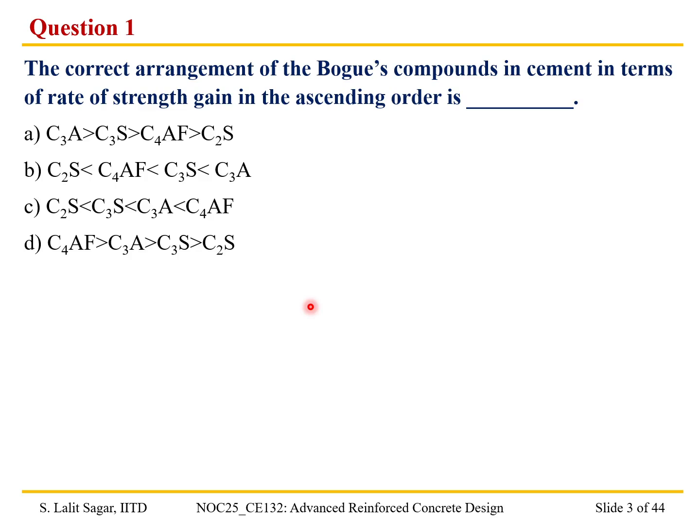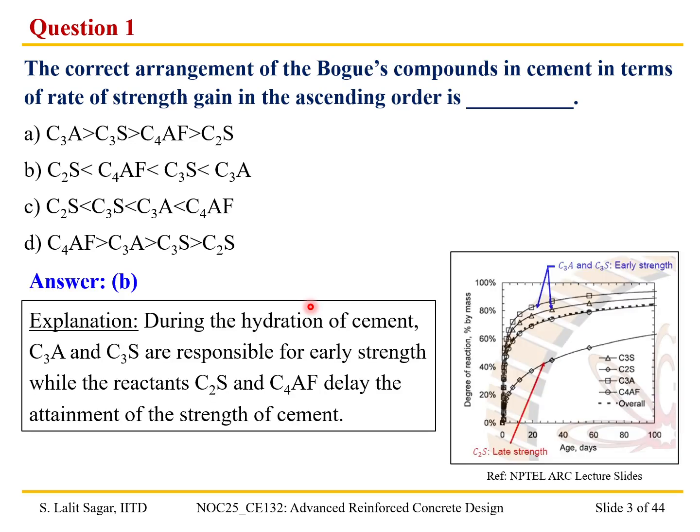Okay, so I think we can go ahead with the discussion now, with the answer in the discussion. So the correct response is option B. Here we can see the rate of strength gain of different compounds.